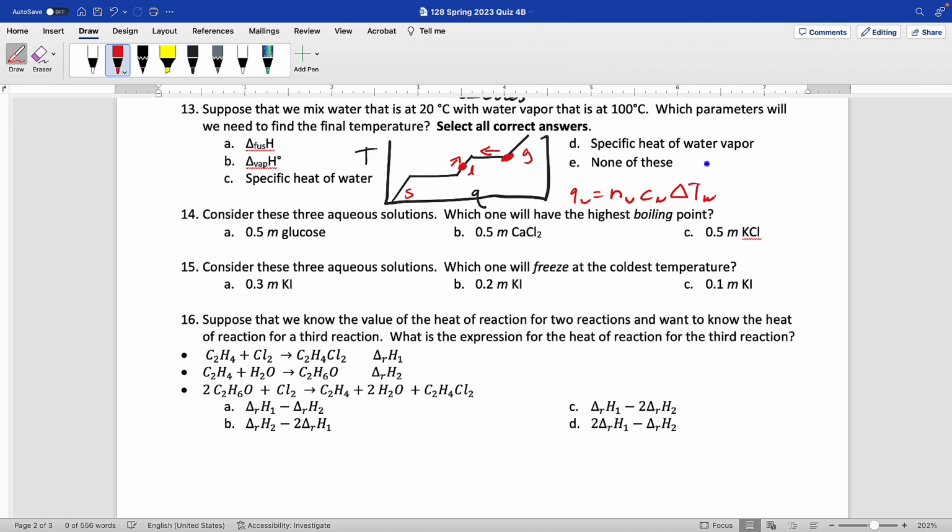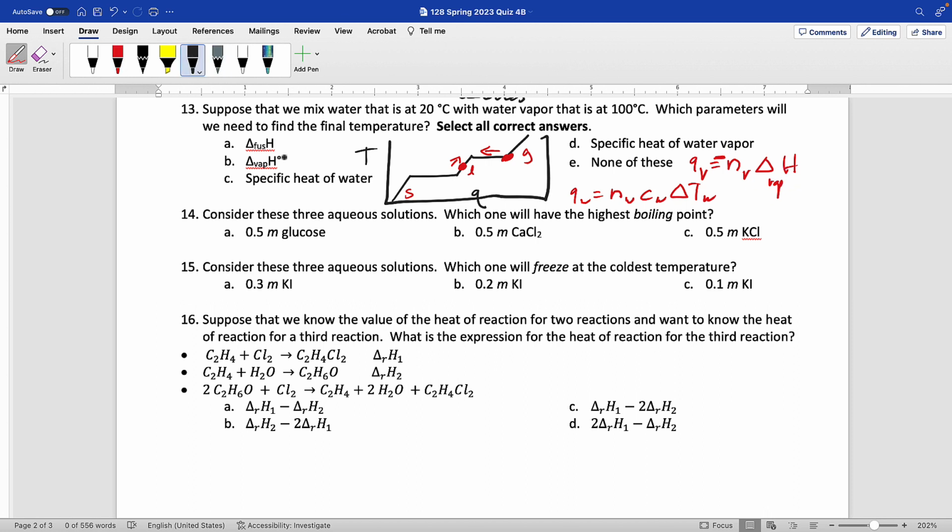And if we look at the vapor, Q for the vapor is going to be how much vapor condenses in terms of moles and the heat of vaporization. And we've got to be a little bit careful here. Heat of vaporization is for boiling the water. We're not boiling it, we're condensing it. So we're going to put a negative sign on there. Okay, so we can see which parameters we're going to need. We need the heat of vaporization.